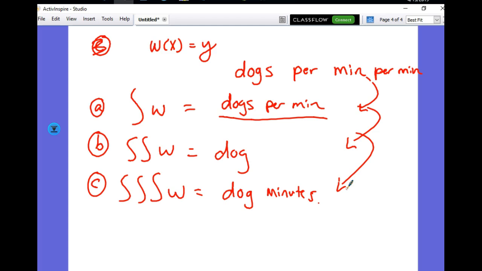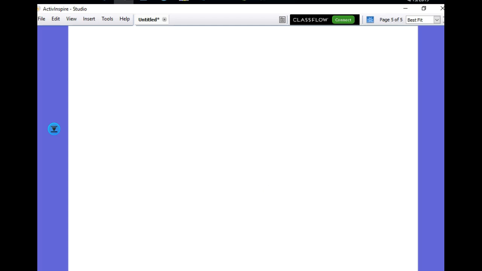Yep, dog minutes squared. But not dogs per minute squared, right? That's different. So it's dogs squared minutes. Whatever that means. Dog minutes or dog minutes squared? I would say dog minutes. I've never seen that honestly, but I've never seen dog minutes either.